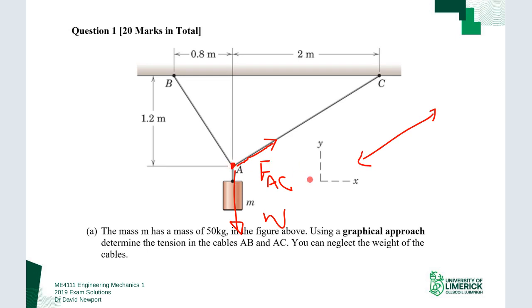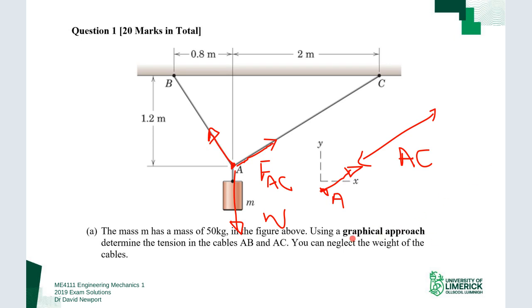If the cable is in tension, and you draw the free body diagram of the point A, which is the focal point of our analysis, then we need a corresponding force to cancel it out. So that's point A. That would be the combination of the two free body diagrams, and this is cable AC there. Likewise, we have a direction like that for that force.